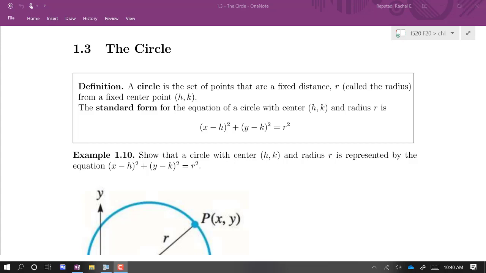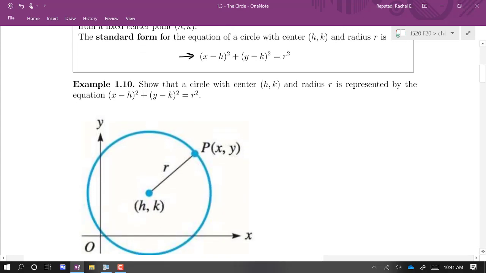The standard form for the equation of a circle that has center (h, k) and radius r looks like this. It's the standard form because if I see an equation in that form, I can pick out immediately where it is and how big it is. I can tell where the center is and how big the radius is. It's pretty easy to see why that's the standard form or where that comes from.